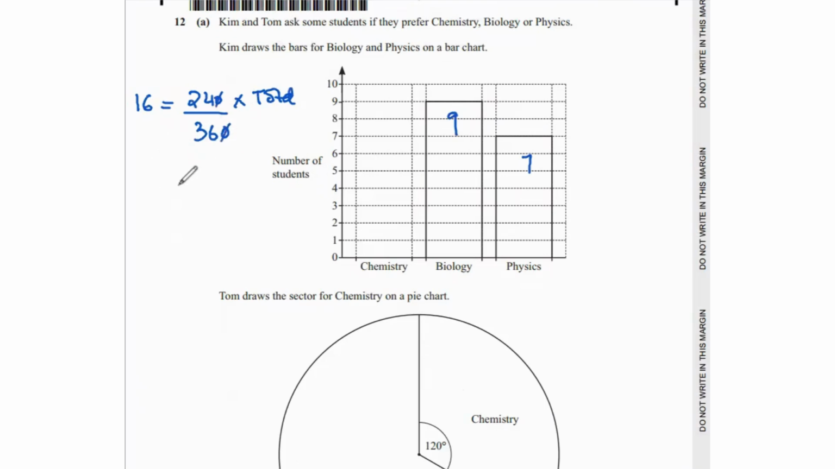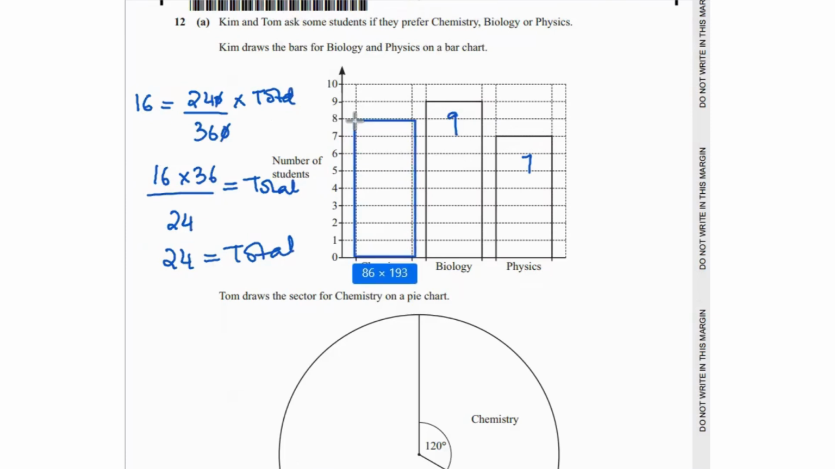We can simplify this and then multiply 16 by 36 and divide the result by 24 to find the total students. That's going to be 24. We have 24 students in total. Out of 24, 16 are part of biology and physics, so the remaining is 8, which means the bar height for chemistry is going to be 8. So this is the complete bar chart.